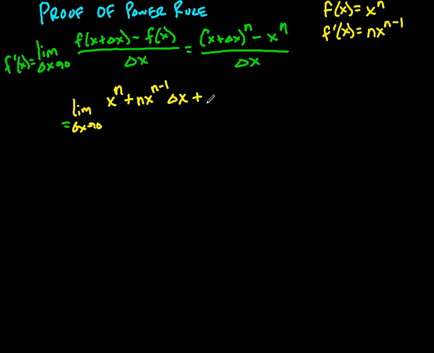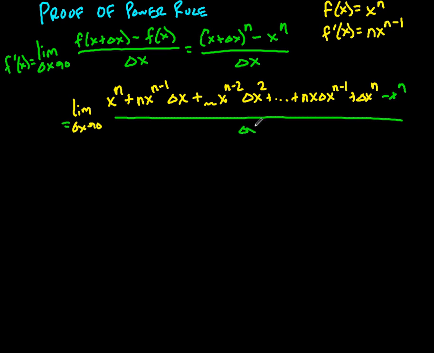The next term would be some coefficient, really don't know, but it would be x to the n minus 2, and then this would be delta x squared. And I can keep going all the way down, and I'd have lots of other terms, but then eventually I would have n times x to the first power and delta x to the n minus 1 power, and then I would have at the end a delta x raised to the n power. That was just expanding that part right there. I still have the rest of this though, the minus x to the n, all that over delta x.